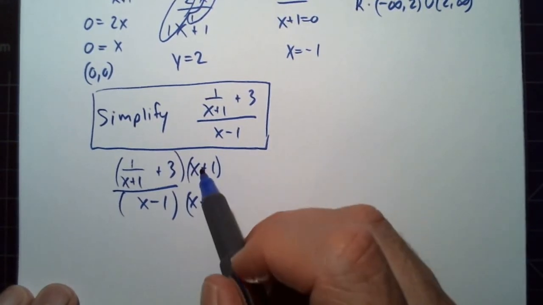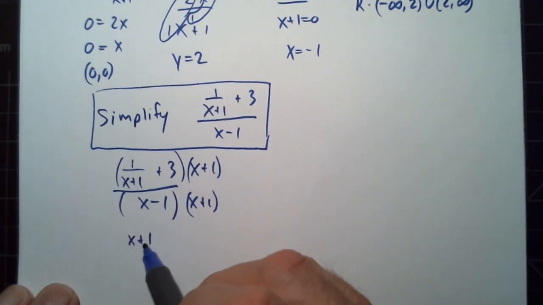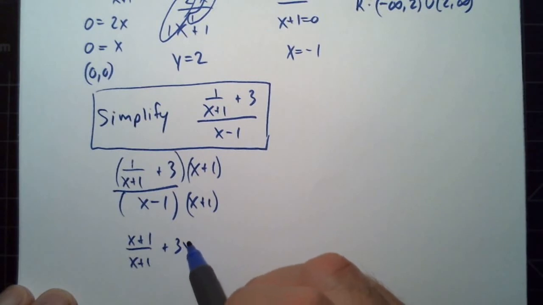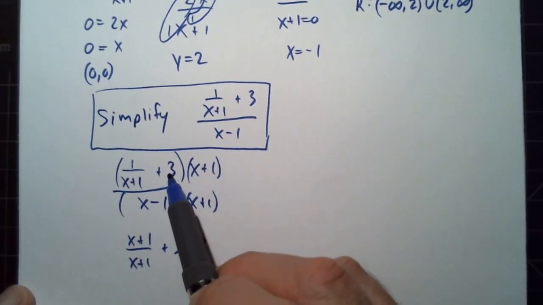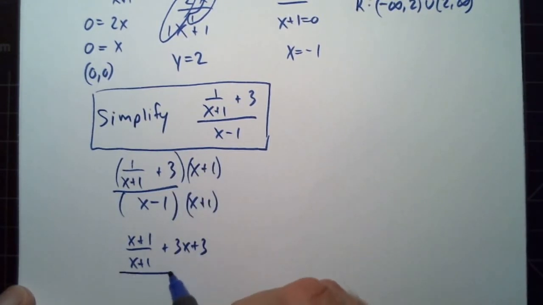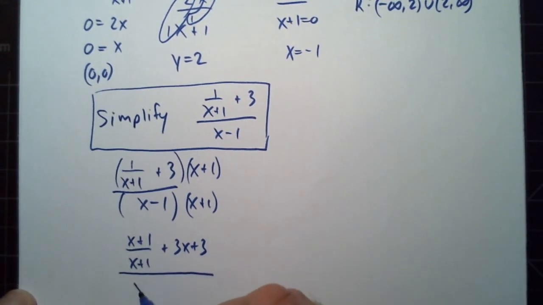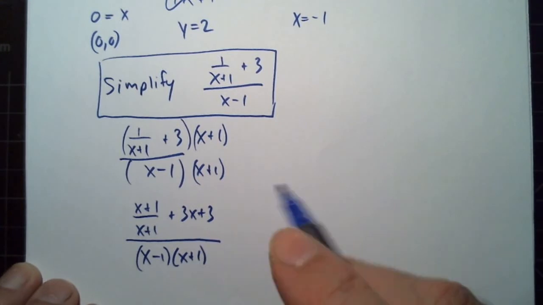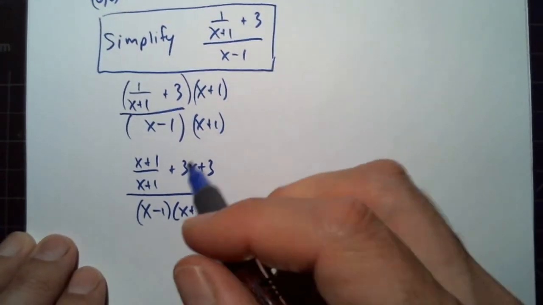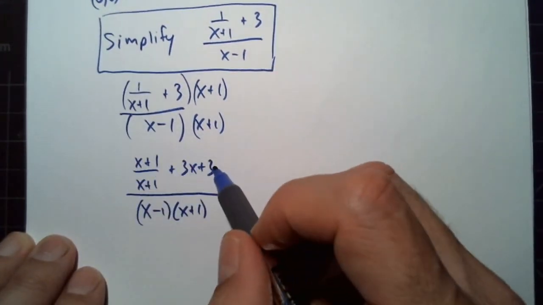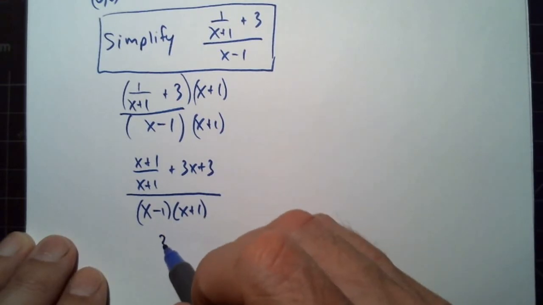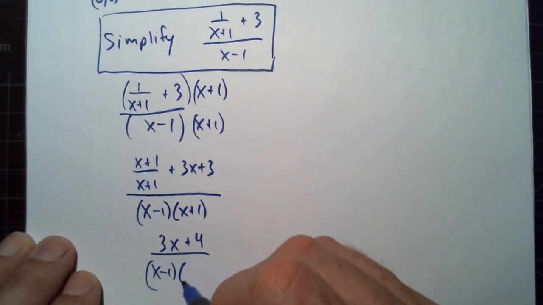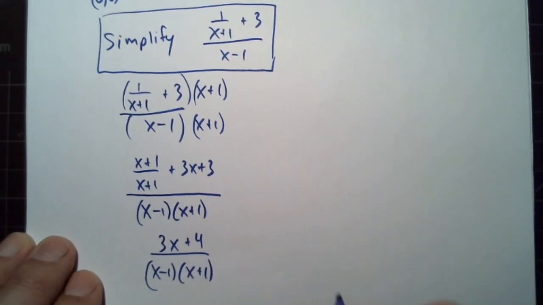So if we do that, we'll have x plus 1 over x plus 1, 3x plus 3, 3x plus 3. The denominator, we can just leave it as x minus 1, x plus 1. This will be a 1 plus 3 is 4. 3x plus 4 over x minus 1, x plus 1.